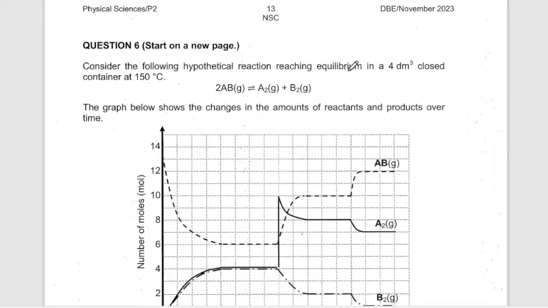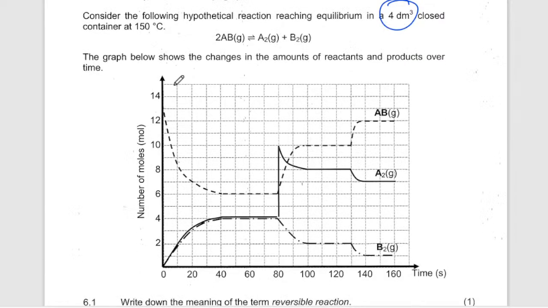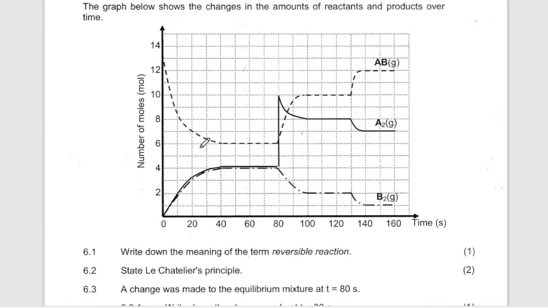Consider the hypothetical reaction. This is the volume, which is very important: a closed system container. They're saying the graph below shows the change in the amount of reactant and product over time. Okay, cool. Then they're saying write down the meaning of a reversible reaction.